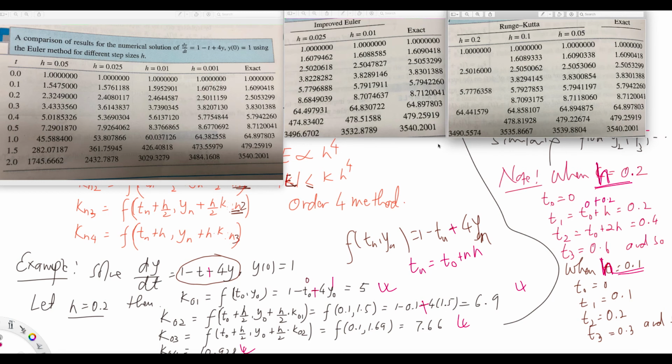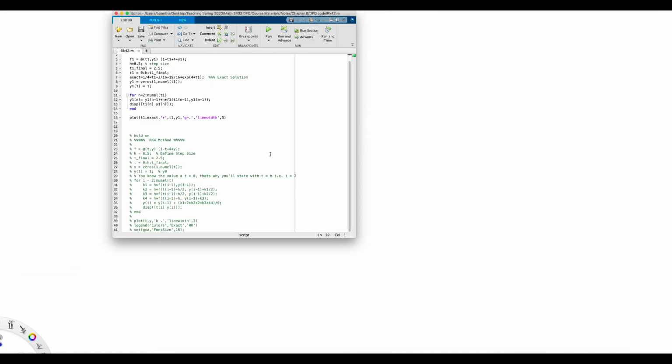Alright, so the next thing we will do is I will compare the Runge-Kutta and the Euler's method in MATLAB. Let us see the examples we just did by different methods using MATLAB. First of all, I will show you the Euler's method.